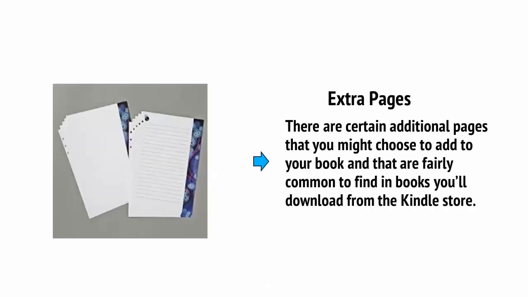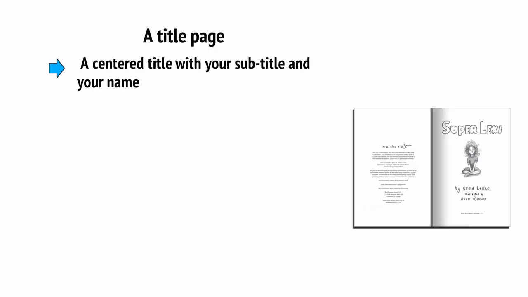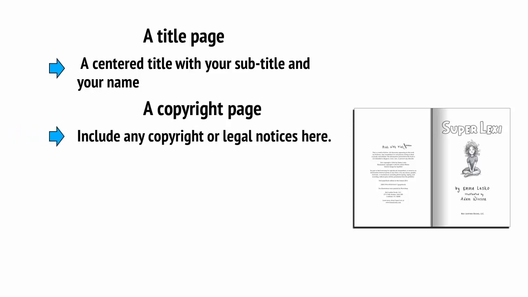Then there are certain additional pages that you might choose to add to your book and that are fairly common to find in books that you'll download from the Kindle store. And these include a title page, and this is a centered title with your subtitle and your name, or the author's name if you're not they. A copyright page, and you can include any copyright or legal notices here.